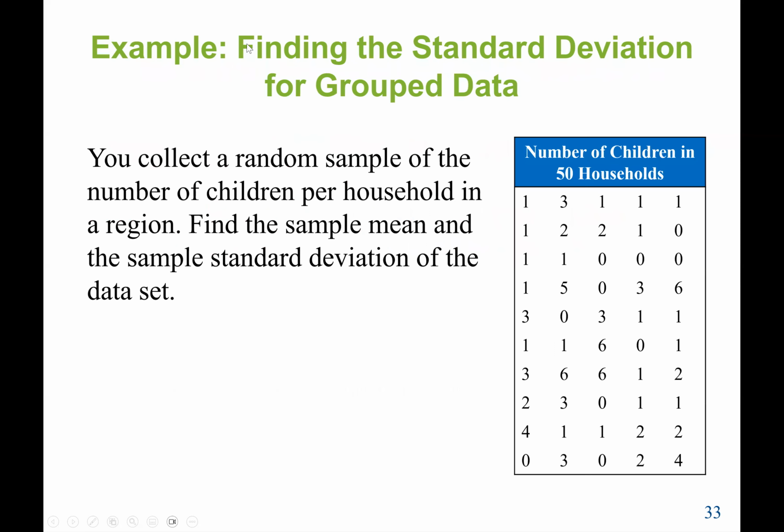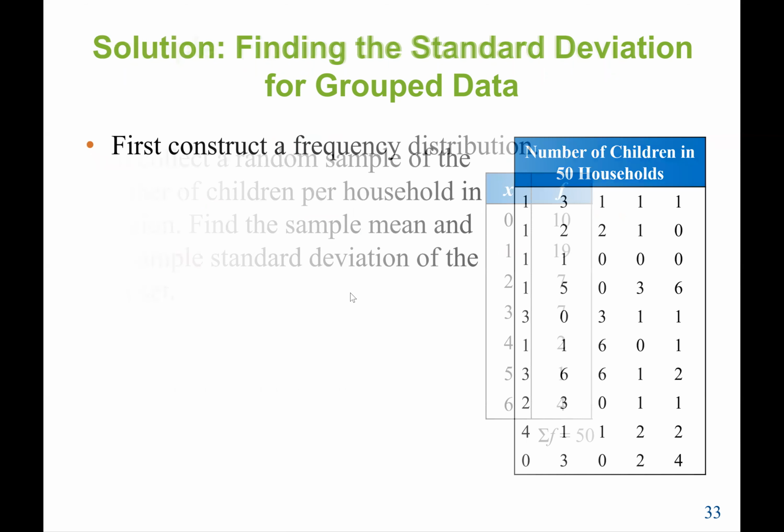In the example given here, we should find the standard deviation for grouped data. Here we have a lot of data, say 50 households, but some of the values are the same, so we are going to group them together. For example, if we have 10 ones, then for 1, f will be 10. If for 2 we have 4, then for 2, f will be 4. So we collect this data set, and now we are going to find the sample mean and the sample standard deviation.